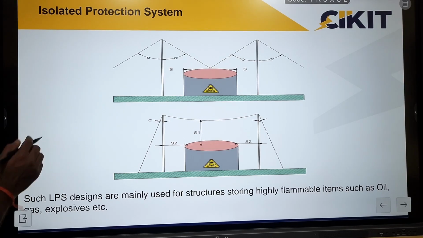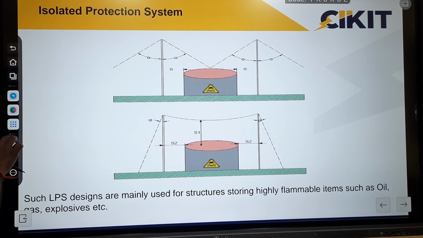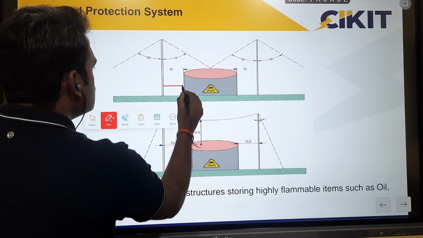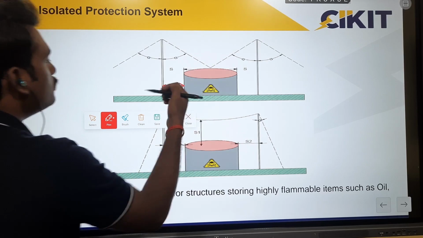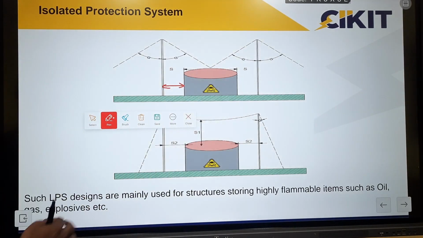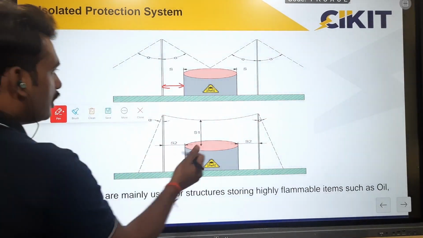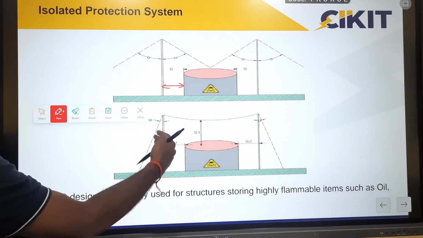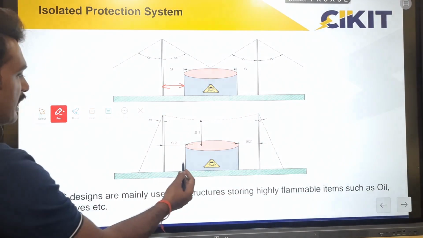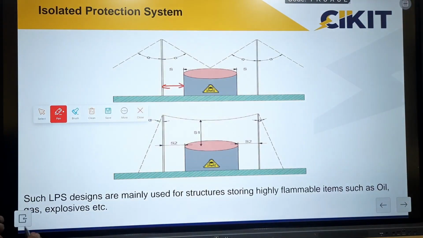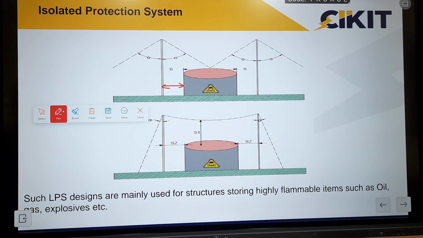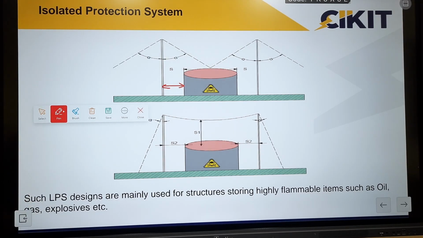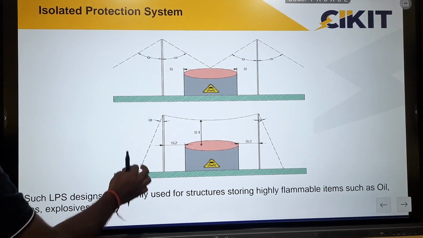In this, we can find that the air terminal, down conductor and earth termination are all provided separated from the structure to be protected by some distance called the separation distance S. Here also we can find that the air termination system and down conductor system do not have direct electrical contact with the structure to be protected. So this is commonly used for explosive storage areas and oil and natural gas storage areas.